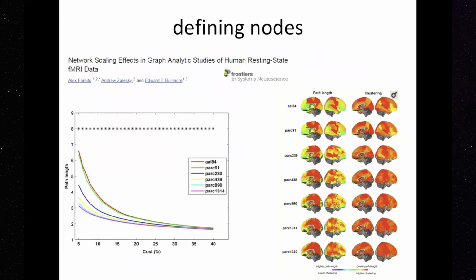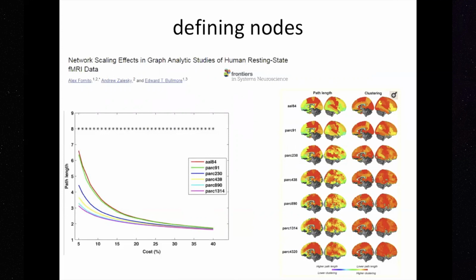Then the next thing would be to think of how big the network should be. This is an older study from Alex Fornito, Andrew Zalesky, and Ed Bullmore, where they looked at network scaling effects. What they show here on the graph is only for path lengths. If you apply a cost, so a density, on the networks, which you would have to do, this is the sparsity constraint which I talked about before, it essentially means that at a cost of 25, only 25% of all the edges possible in the graph would be maintained.